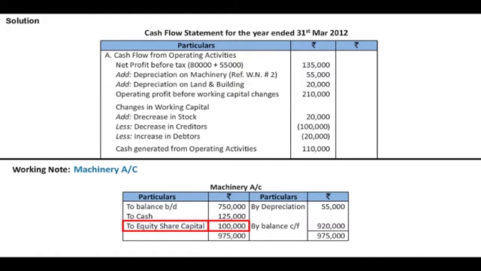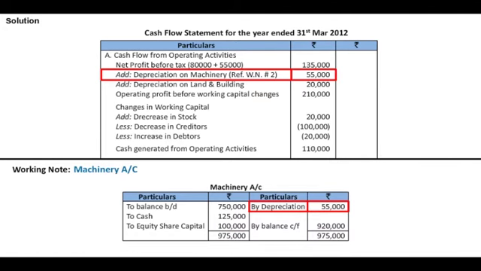Now when you close the machinery account, this total is 9,75,000, but this is only 9,20,000. That means there is a balance which you will have to write on the credit side, 55,000. And that is the missing figure in this machinery account. It is nothing but depreciation. So now you get the depreciation on machinery, which is 55,000. So depreciation on machinery 55,000 will be added back.